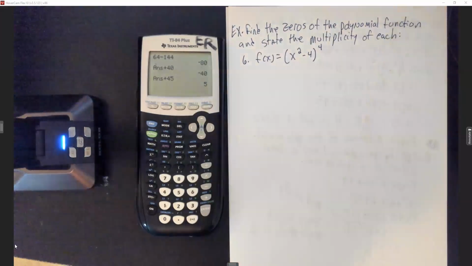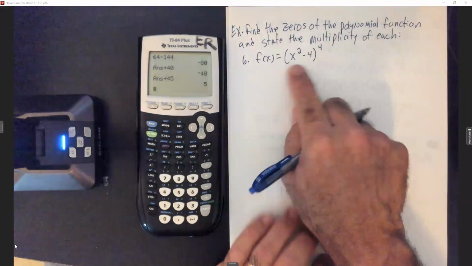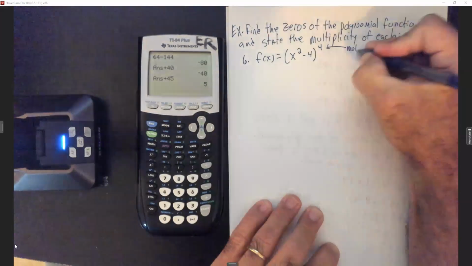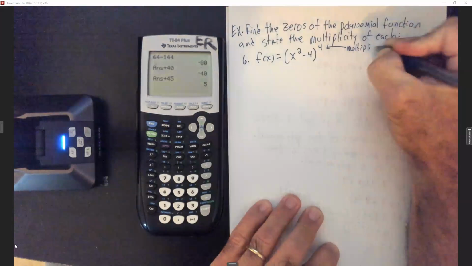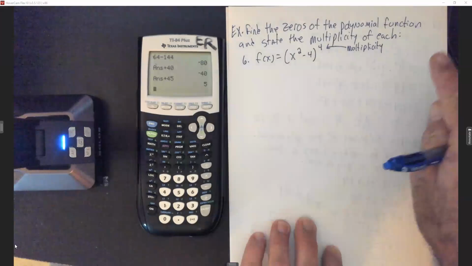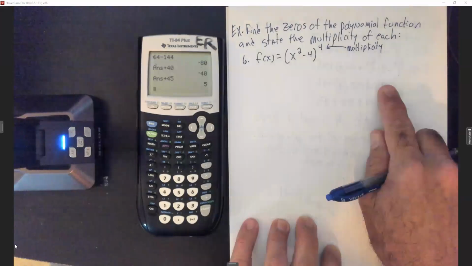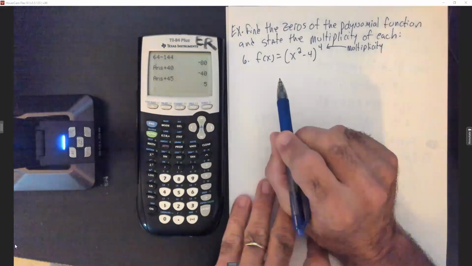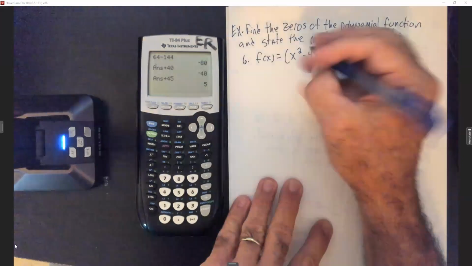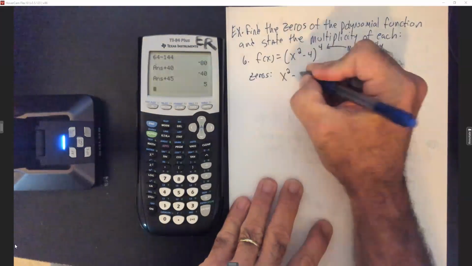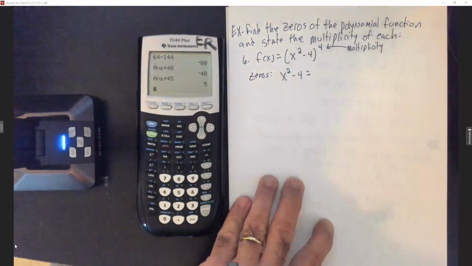So I'm going to tell you this, since I've only got one set of parentheses, the multiplicity will be the 4. Because that's how many times this parenthesis would be multiplied times itself if you were going to FOIL this out, okay? So thank God we ain't got to FOIL this. Now, to find the zeros, you're going to take x squared minus 4, and guess what? Set it equal to 0.